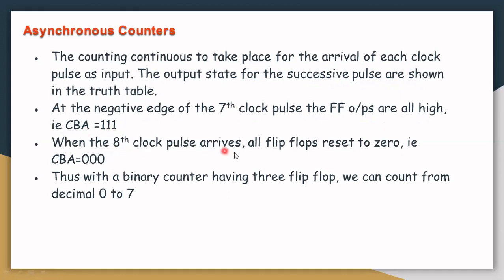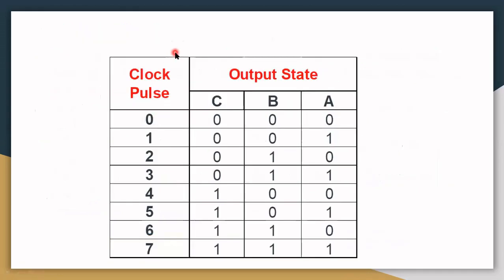When the 8th clock pulse arrives, all flip-flops reach 0. That is, CBA is equal to 0, 0, 0. Therefore, this 3-bit counter has 3 flip-flops, and we can count from the decimal 0 to 7, or in binary from 000 to 111. This is the truth table of the 3-bit counter in which the outputs are CBA.